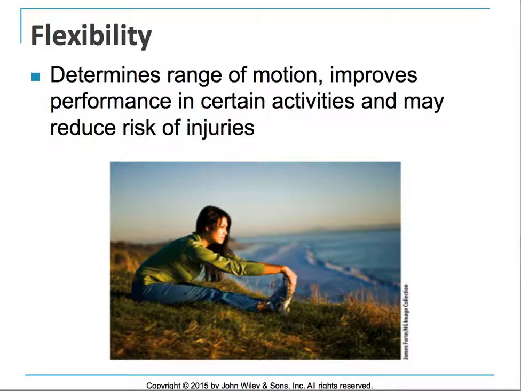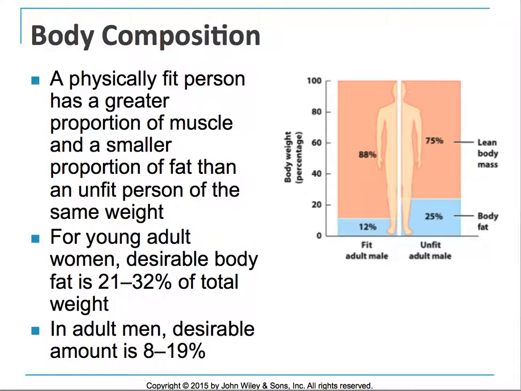Flexibility. Flexibility determines range of motion and improves performance in certain activities and can reduce the risk of injuries. Body composition. A physically fit person has a greater proportion of muscle and a smaller proportion of fat than an unfit person of the same weight. For young adult women, the desirable body fat is 21 to 32% of total weight, and in adult men, the desirable amount is 8 to 19%.